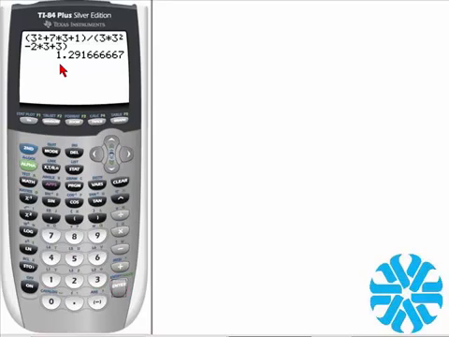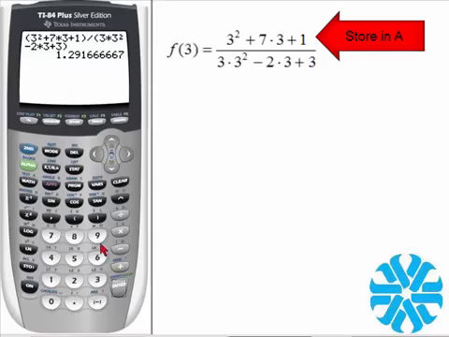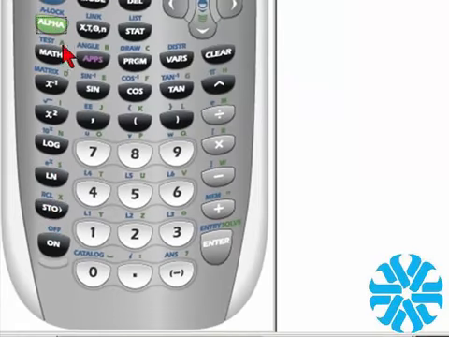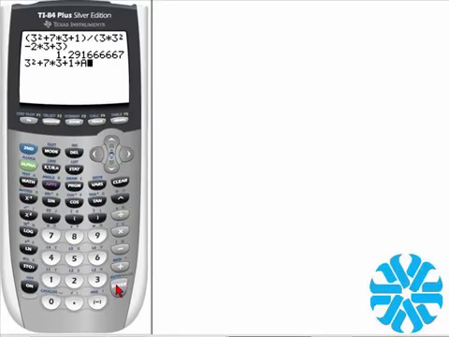Now, let's compute this in two parts. The numerator first and store the answer in A, and the denominator next and store the answer in B. Then we'll take A divided by B. So let's just input the numerator. That's going to be 3 squared plus 7 times 3 added to 1. And then we're going to store that answer in A. So we need to hit the store key and then alpha, and then here's the A, so we hit that button. Then we hit enter. Okay, so this value of 31 is now stored in the memory register of A.